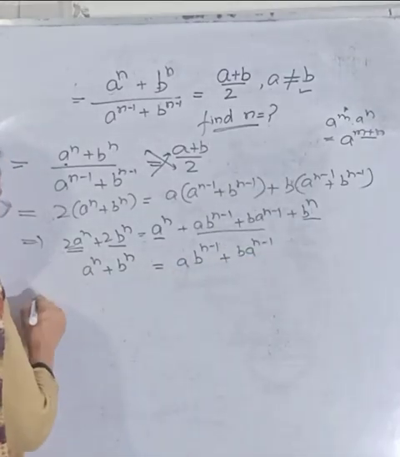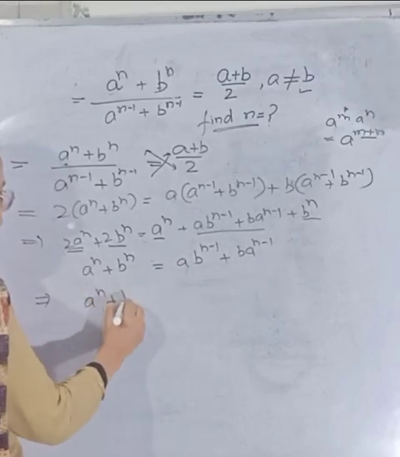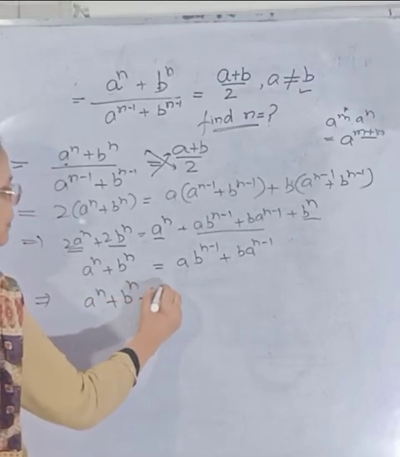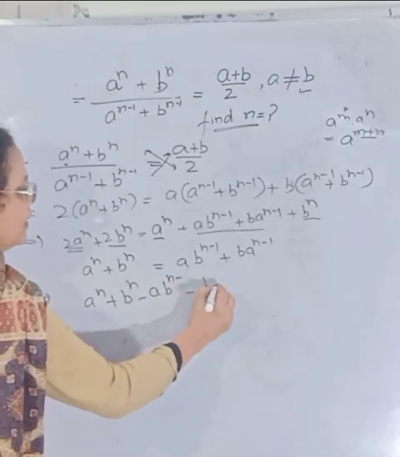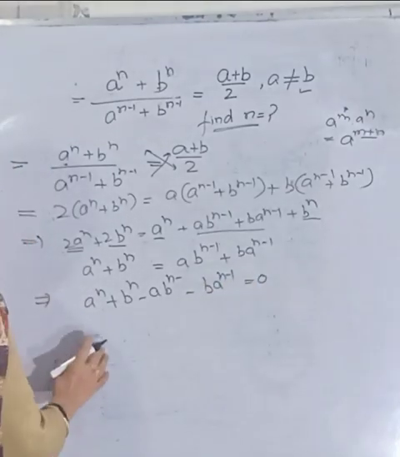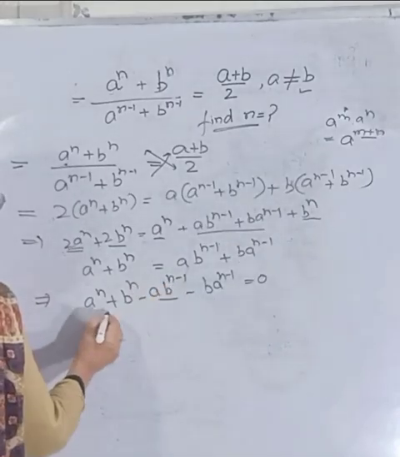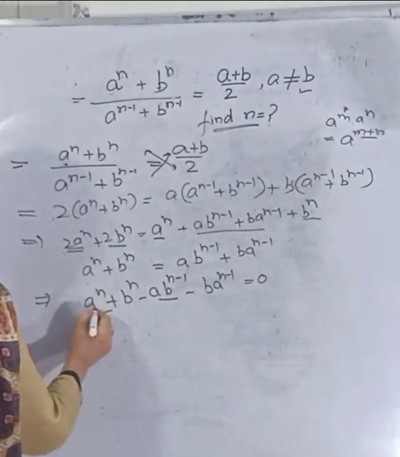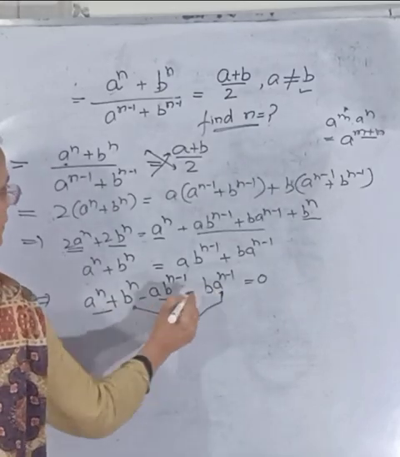Bring all these two terms towards the left hand side. Then a^n + b^n - a b^(n-1) - b a^(n-1) will be equal to 0. Now in these 2 we are having a common, and in these 2 we are having b common.